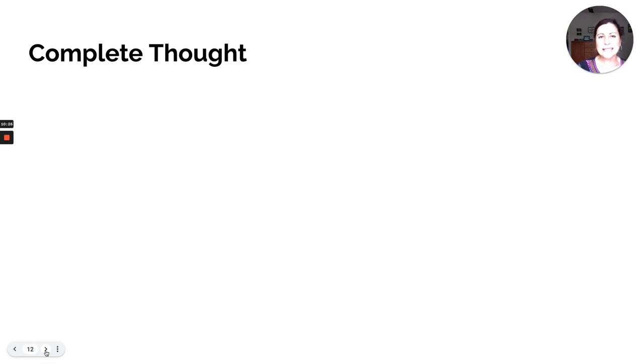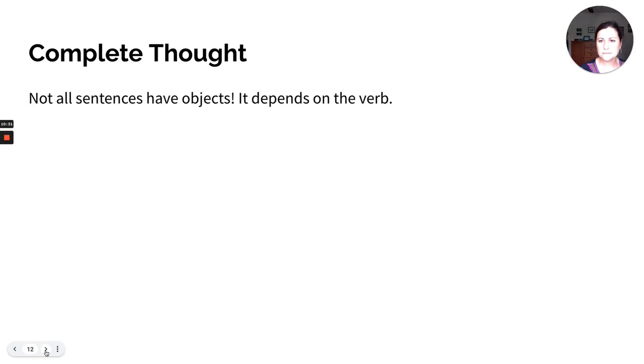In English sentences, you want to make sure you have a complete thought. But not all sentences have objects. So in the previous slide, I talked about objects. Not all verbs take objects. It depends on the verb. I woke up early. Here we don't have an object. It's not like I woke a word. There's no object. It's just saying I woke up early.